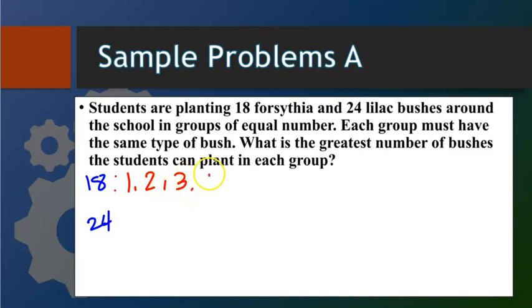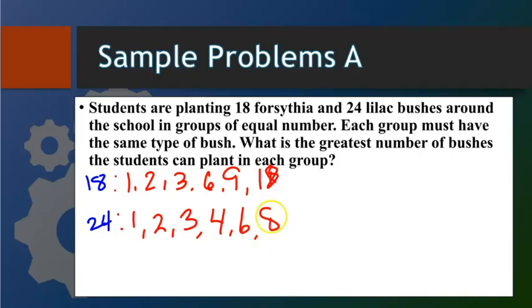3, 6, 9, and 18. And 24 would give us 1, 2, 3, 4, 6, 8, 12, and 24. Now you can see here that the biggest number that they have in common would be 6.